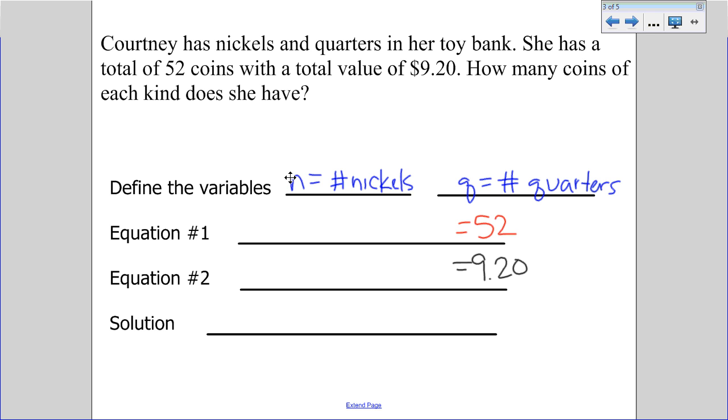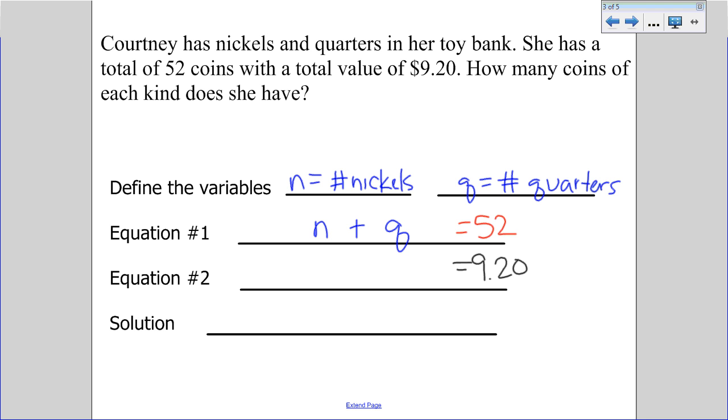So if we think back to the first problem, we had a total of 40 items we bought because the number of hot dogs plus the number of popcorns equals 40. I have a total of 52 coins. How did I figure out I had 52 coins? Well, I took the number of nickels plus the number of quarters, and that equaled 52, the number of items I had. I'm just counting up how many nickels, how many quarters.